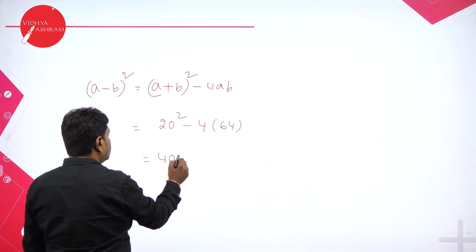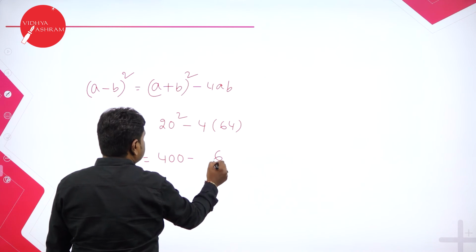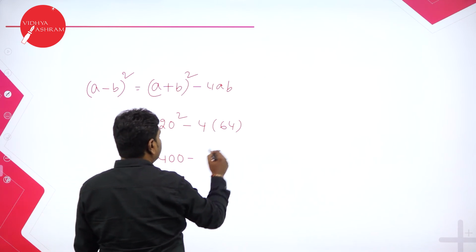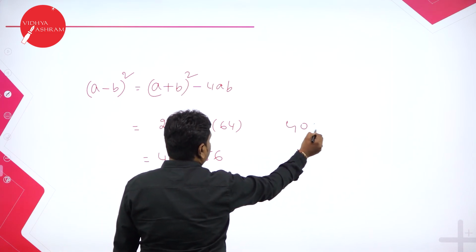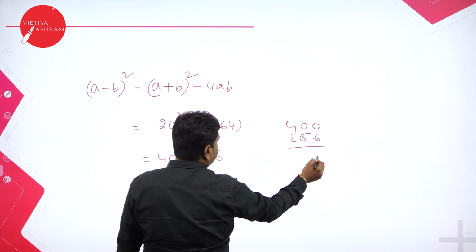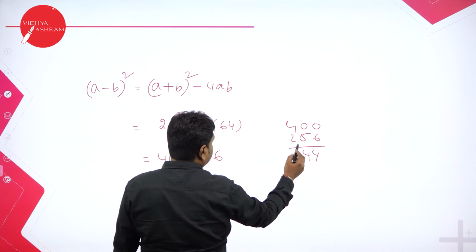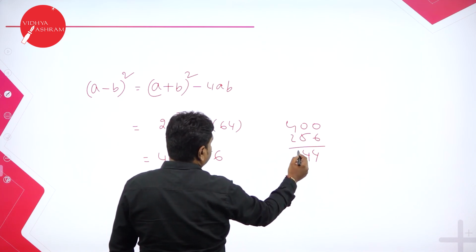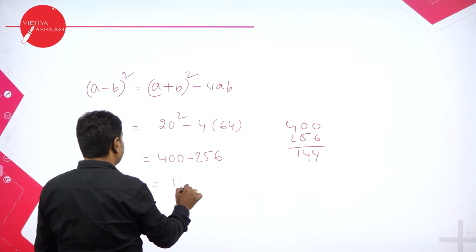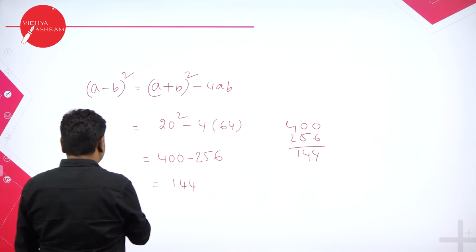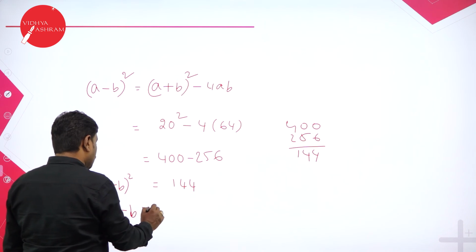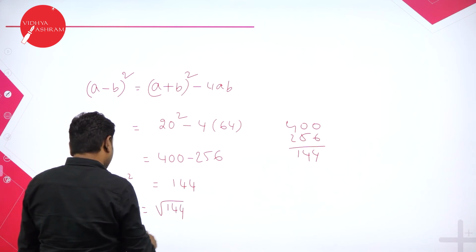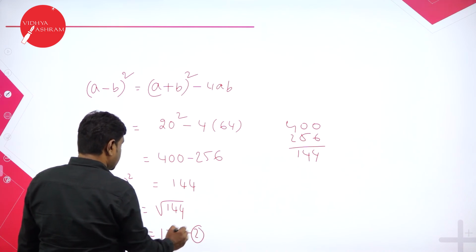So simplify this. 20 square is 400. 4 4s are 16, 6 4s are 24, 24 plus 1, 256. Subtract this, 400 minus 256, and this is 144. This is (A minus B) the whole square. Now what is A minus B? A minus B will be root 144, which is exactly 12. That is equation 2.